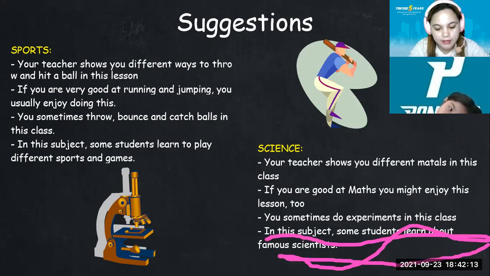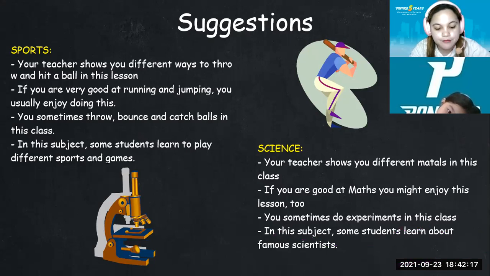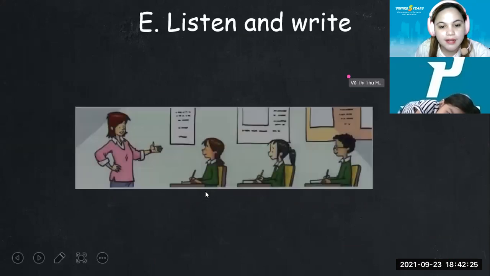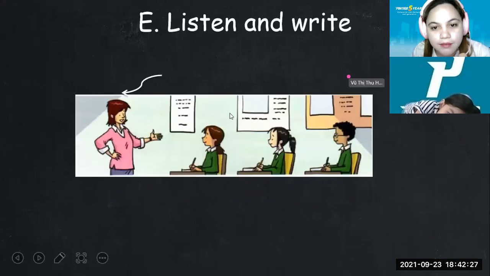Yes. All right. So those are examples. Those are some examples of the sentences that we can make about sports and science. All right, so next one, Huang, let's see what we have here.